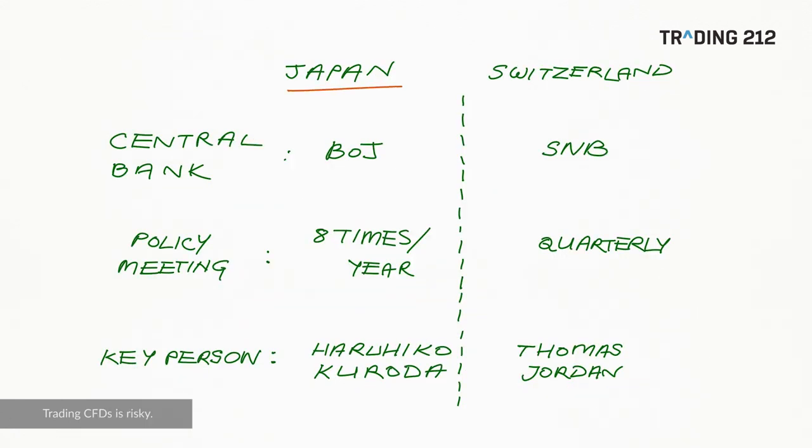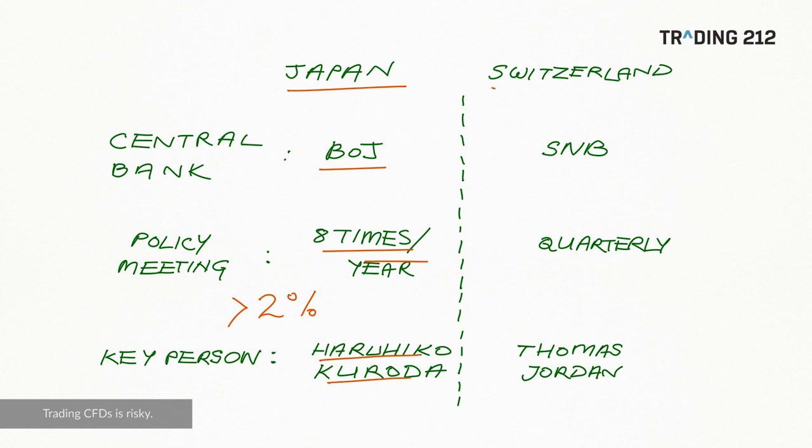For Japan and the yen, the central bank is the Bank of Japan, and the policy board of the Bank of Japan meets 8 times per year. Now, the bank introduced a price stability target of 2% in year-over-year change in the Japanese CPI back in 2013. But in 2016, it introduced what it calls an inflation overshooting commitment, where it continues to expand the monetary base until CPI, excluding fresh food, exceeds 2% and stays above the target in a stable manner. The governor of the Bank of Japan is Haruhiko Kuroda.